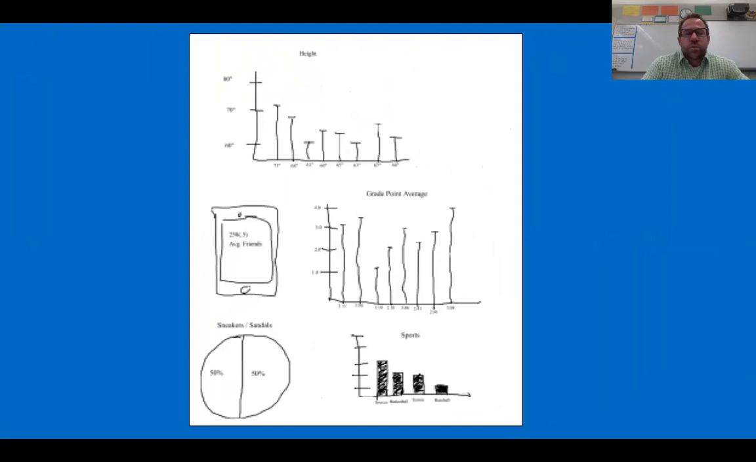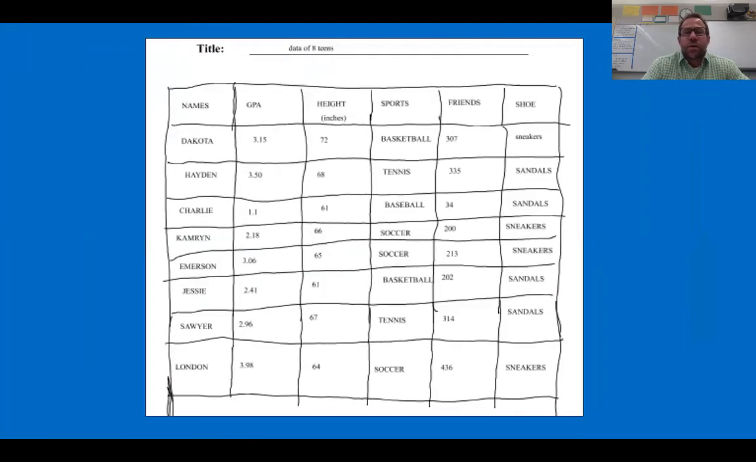So this particular student, you can see, used some bar graphs and a pie chart. And so that was that student's representation. Remember, I did not give you any directions. I just said you needed to organize all of the data. So this particular student listed all of the stick figure names, and then they had a category for GPA, height, sports, friends, and looks like shoe type.